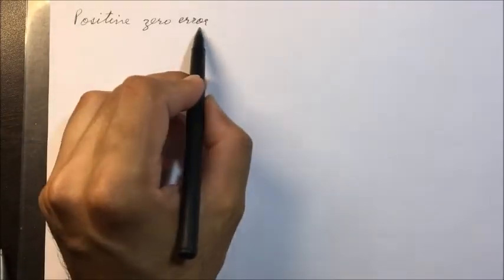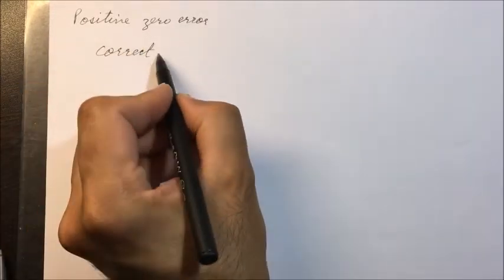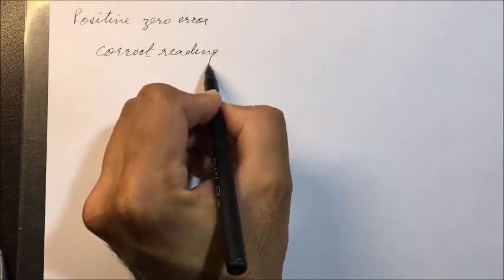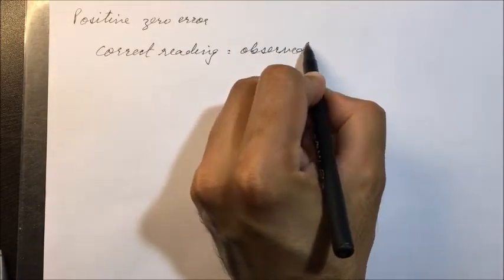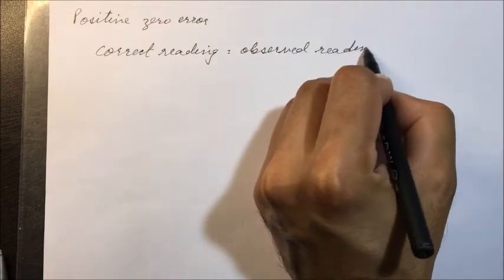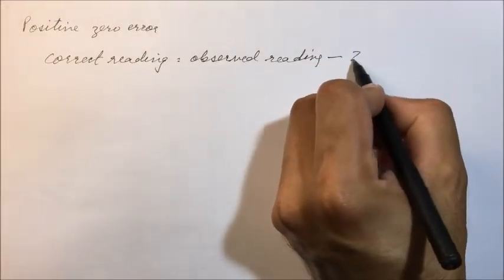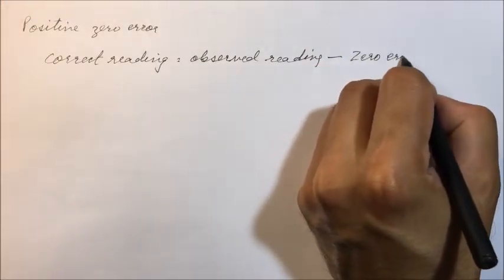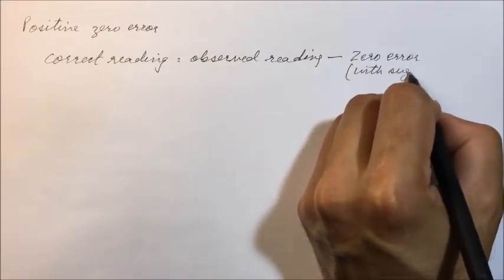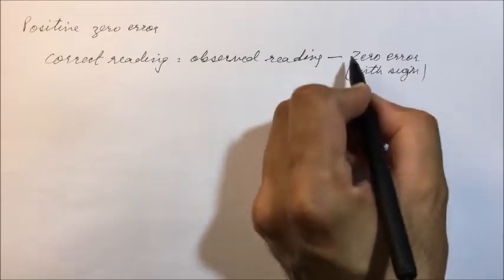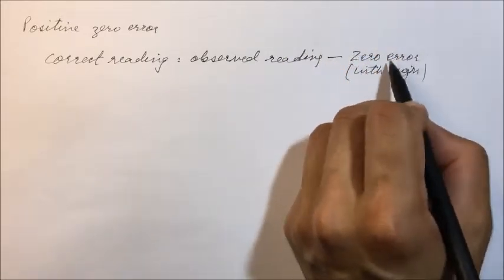We are discussing positive zero error. So correct reading or the true reading: correct reading equal to observed reading minus zero error, and we have to put zero error with sign. If it is positive error, then we will be putting plus and the error. If it is negative zero error, we will put negative and the error.